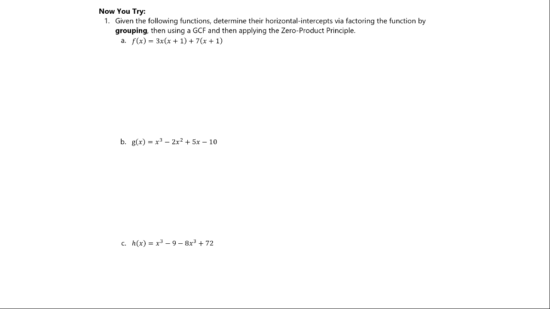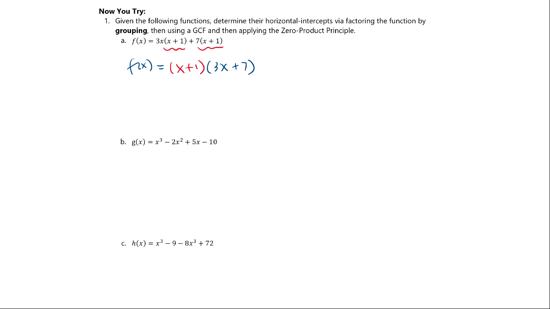In part A, we have a function that's already separated into two big groups. Once we have this format, we're just looking at what common factor these two groups share. Here we can see x plus 1 and x plus 1 are what they have in common. With this in mind, we can say f of x is equal to, we can factor out that x plus 1 and think about what's left. From the first group, we're left with 3x, and from the second group, I'm left with a plus 7. And this is already in fully factored form.